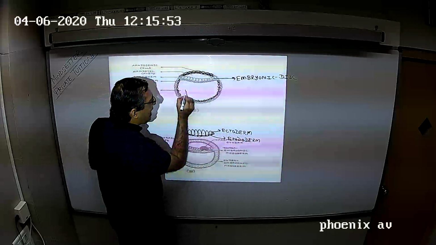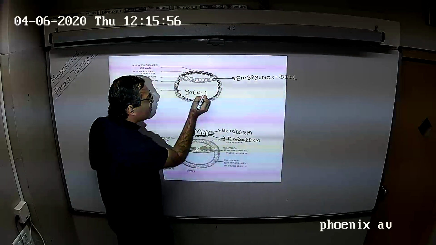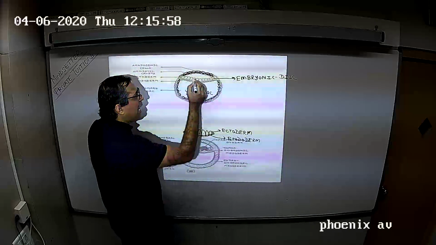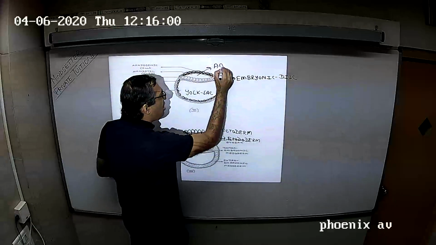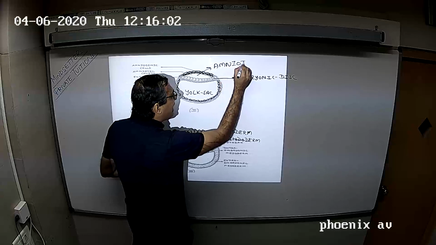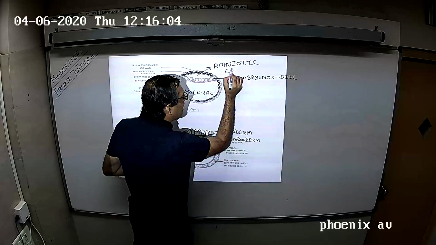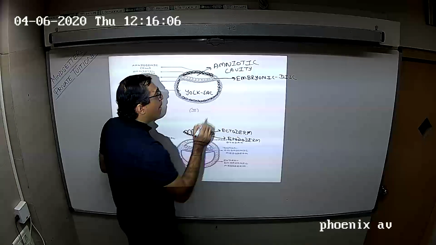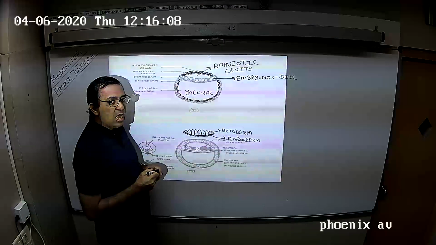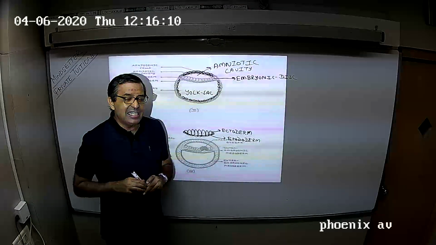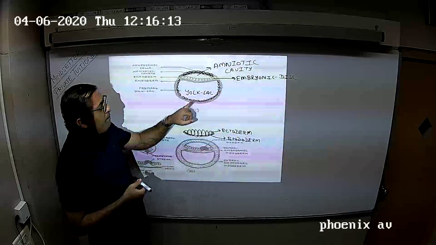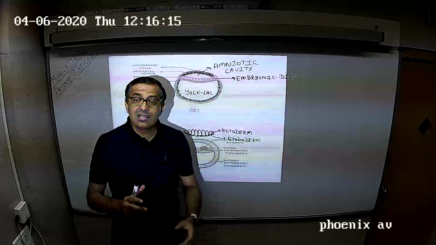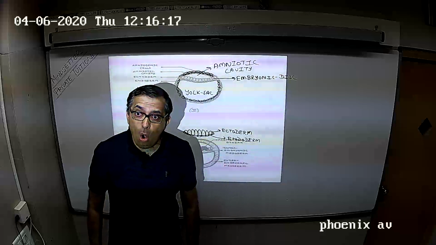So here a cavity forms, called the primary yolk sac. Above we have a cavity called the amniotic cavity. Underneath it we have a cavity which is called the primary yolk sac. So two distinct cavities are formed. And the primary yolk sac is supposed to be filled with yolk.